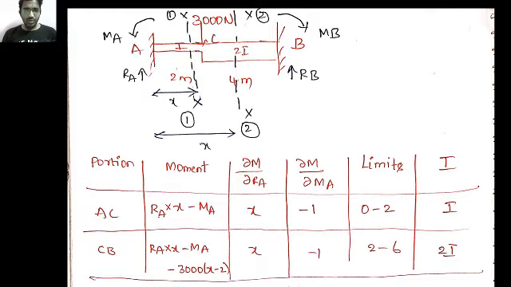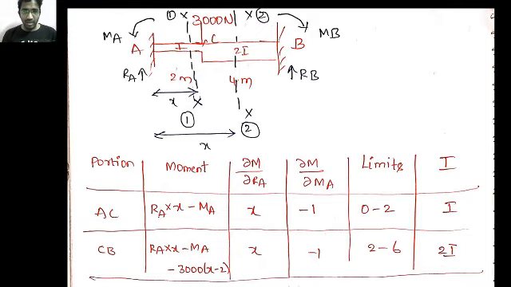Then we will move to the derivative, ∂M/∂Ra. What is ∂M/∂Ra for this case? It is the partial differentiation of moment with respect to Ra. Just assume it as dy by dx, the y equation with respect to x. Here it is the moment equation with respect to Ra. If you differentiate with respect to Ra, what do you get? 1 will come, so x is the solution.